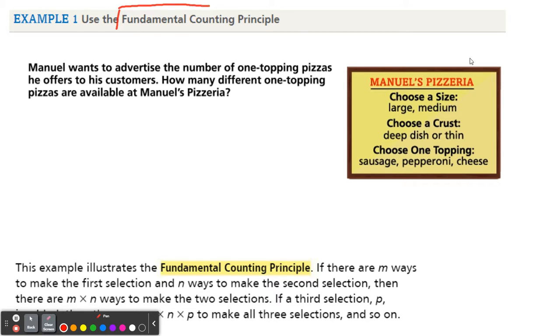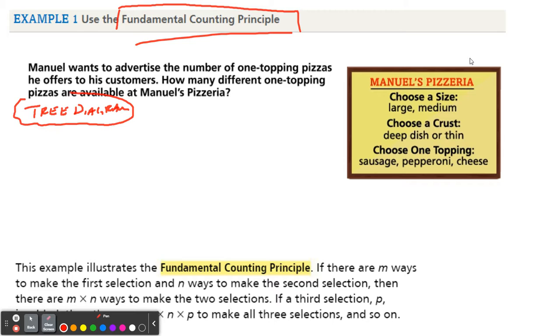All right. So let's take a look at what's called the fundamental counting principle. It says Manuel wants to advertise the number of one-topping pizzas he offers to his customers. How many different one-topping pizzas are available at Manuel's Pizzeria? We are going to show this fundamental counting principle using a tree diagram. Tree diagrams are very powerful. I showed one when I discussed your lesson 12.2 on conditional probability.